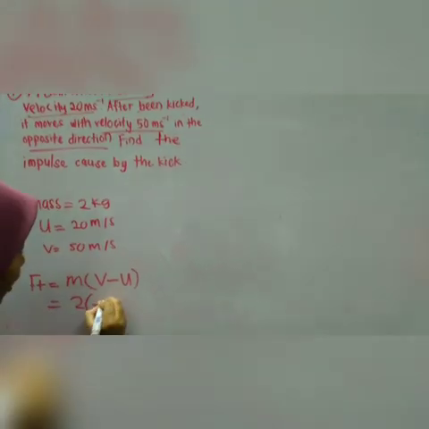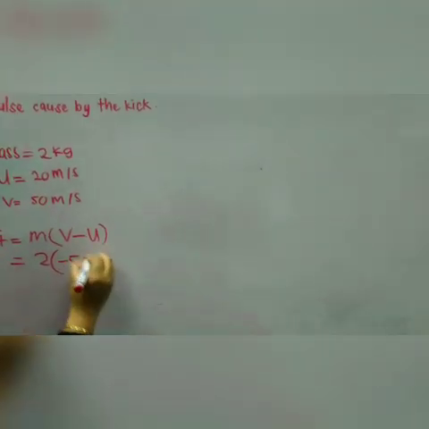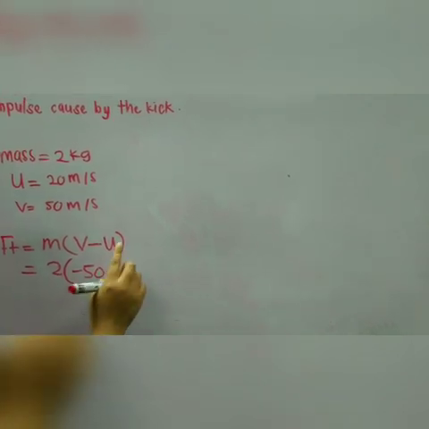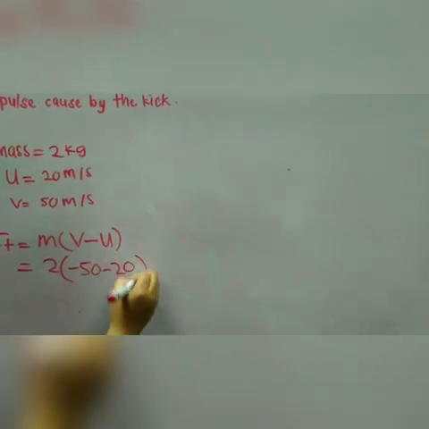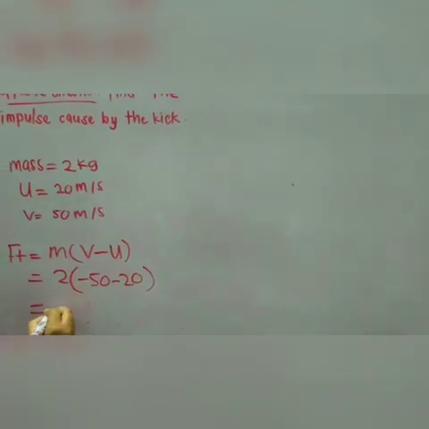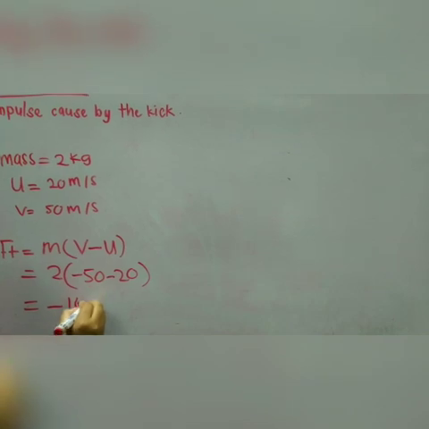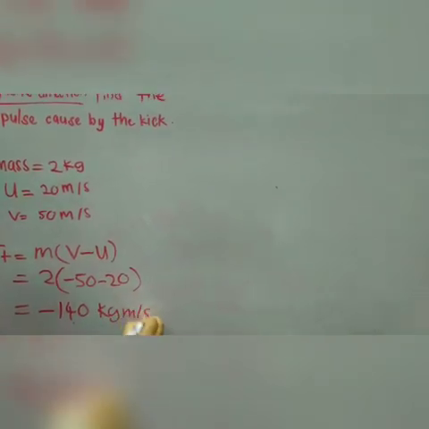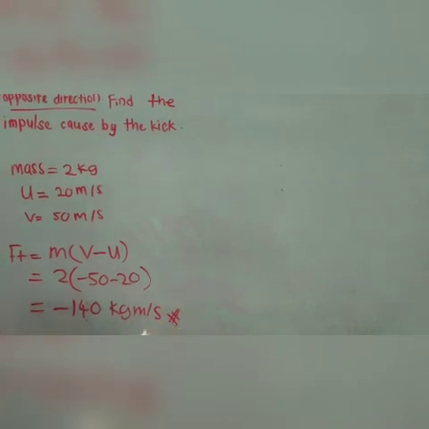So negative 50 minus 20 meter per second. So the answer is negative 140 kilogram meter per second. So this is the answer.